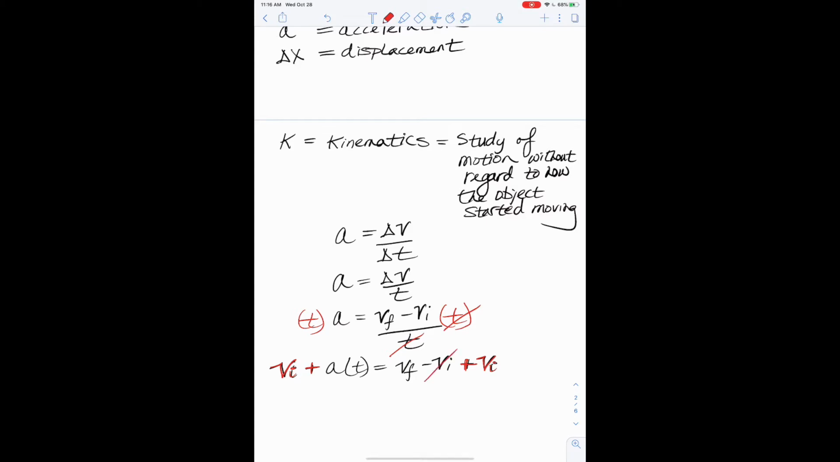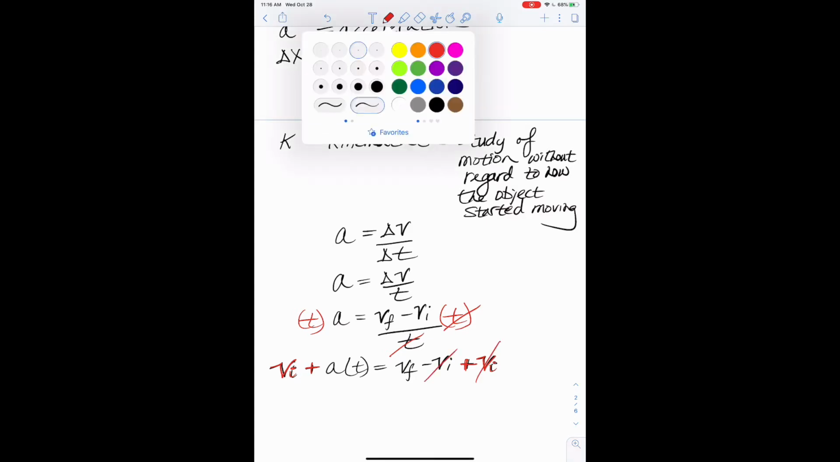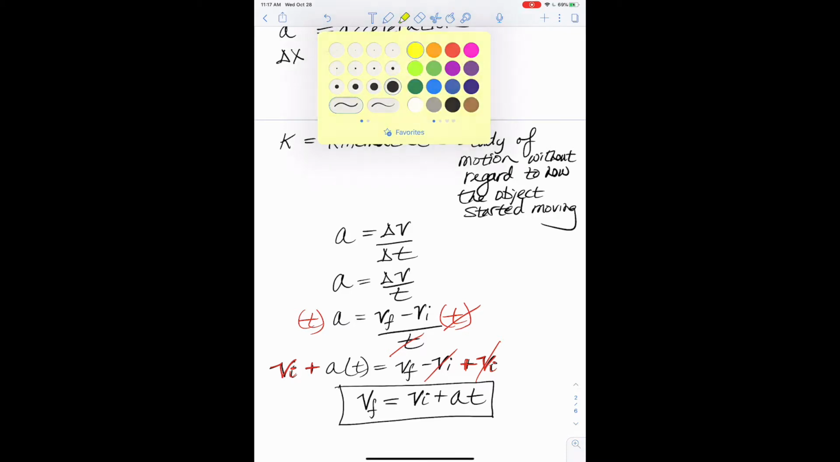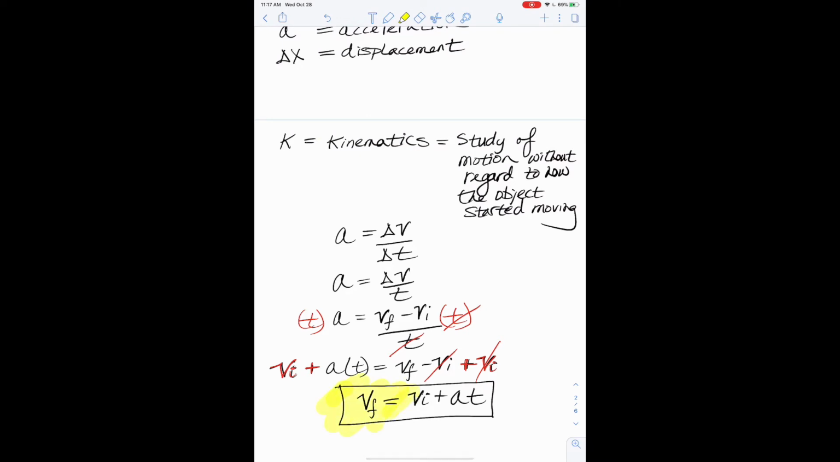So negative VI cancels positive VI. Now I'm going to rewrite, and I'm going to write it with the VF over on this side. So let's do a little switcheroo there on my equation. With equalities, it doesn't matter which side you write first because both sides are equal. So VF equals VI plus AT. So this is a rearranged form. Let me get my highlighter. This right here, yellow, is a rearranged form of the equation you already knew, your acceleration equation right here. And this is K1.